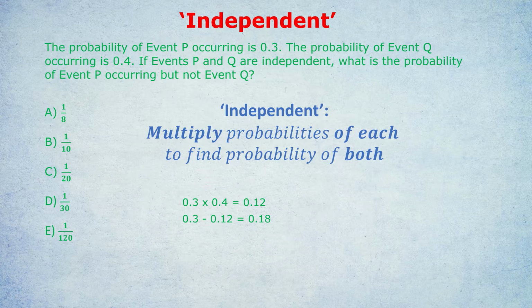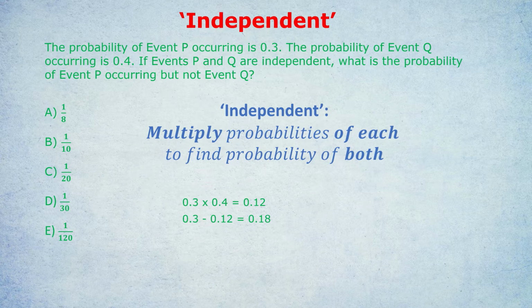You can see clearly from the Venn diagram that what's left over on the left inside event P but not inside event Q is going to be 30% take away 12%, which is 18%. That's P occurring but not overlapping with event Q not occurring. But how do we get that? By knowing about that word independent. So it's a great one to know.